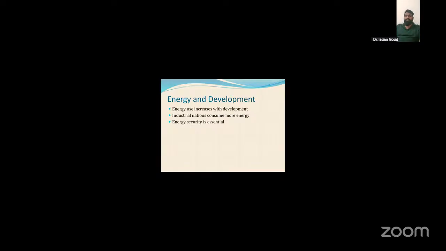Okay. Strategies to improve energy security. What are those strategies? One is diversification of energy sources, domestic energy production, renewable energy expansion, energy efficiency measures, and strategic reserves. Okay. Fourth, energy and development and sustainability.